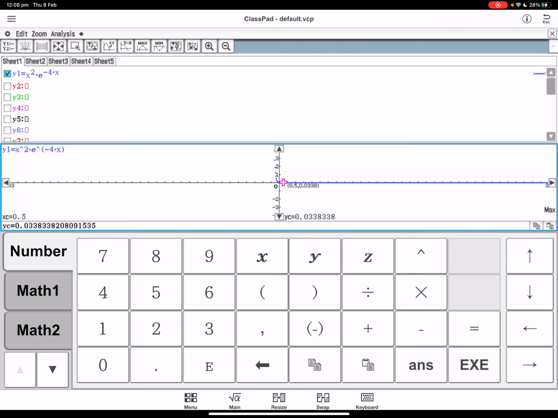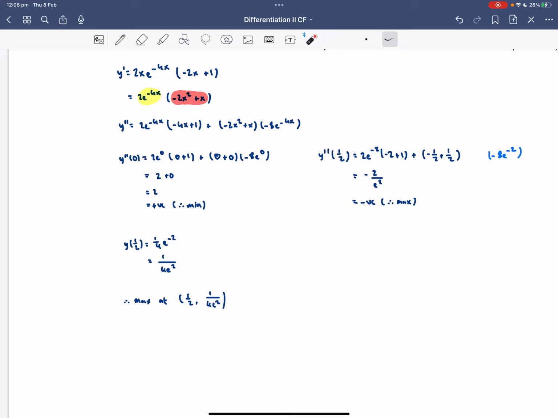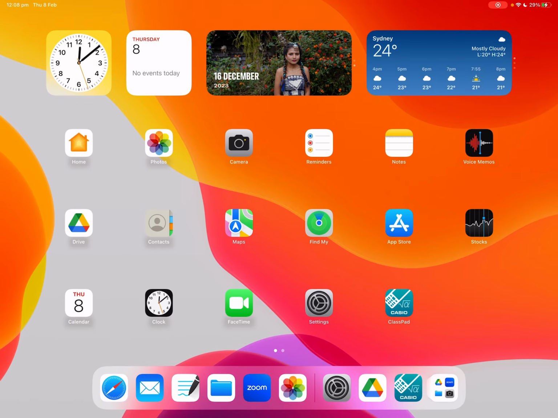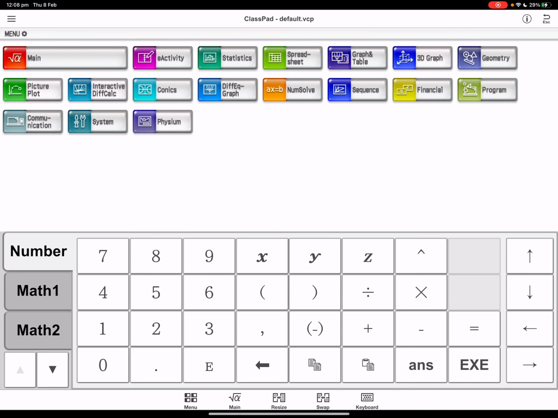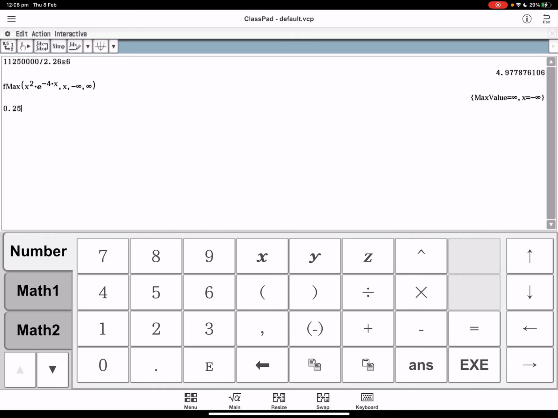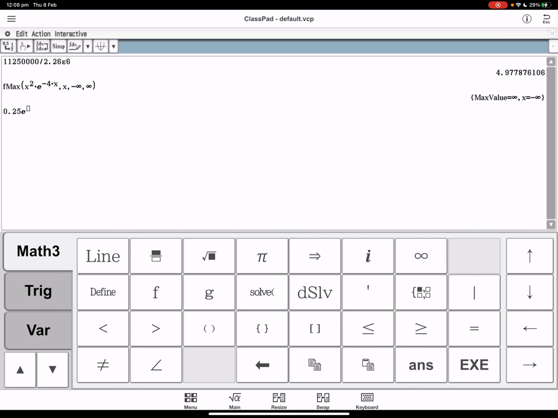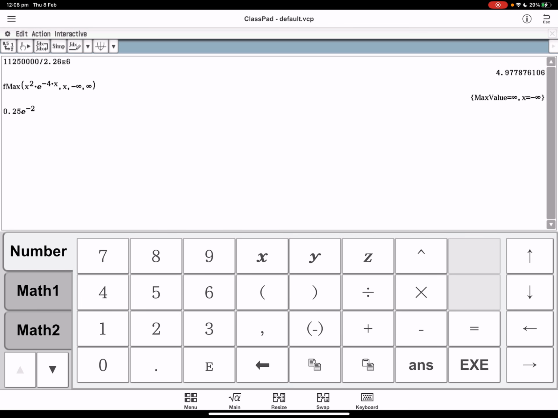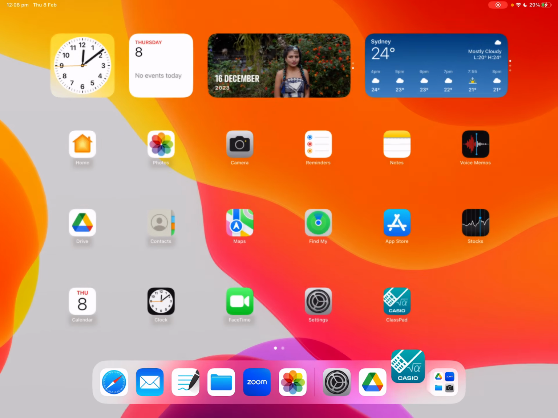And it's at this y value here, 0.0338338. What did we say our max was? That's the problem with graph mode. It doesn't give it to you exactly. We said that our max was 1 on 4e squared. Let's just look at what 1 on 4e squared is. 1 on 4e squared is basically 0.25 e to the minus 2. That's what I had. And yep, same number, 0.0338338. Okay, so perfect.